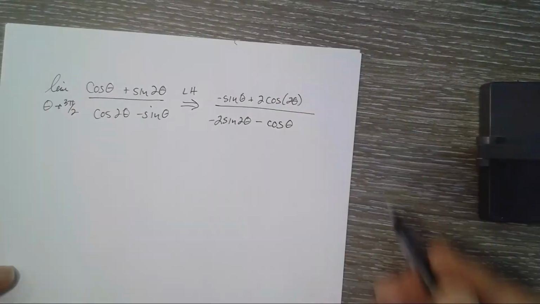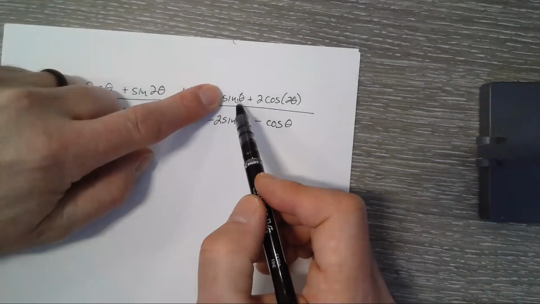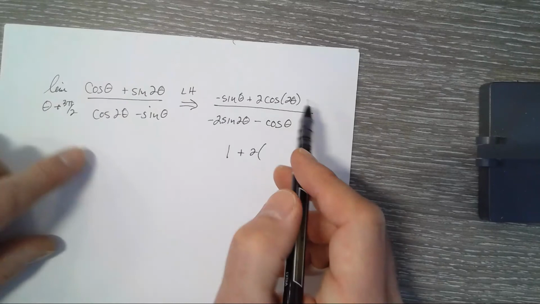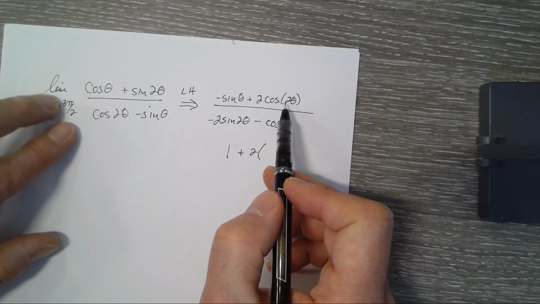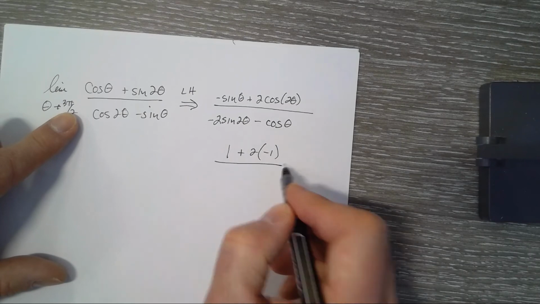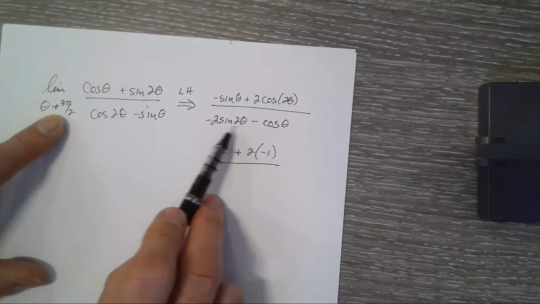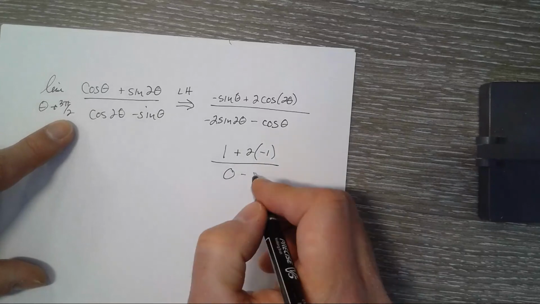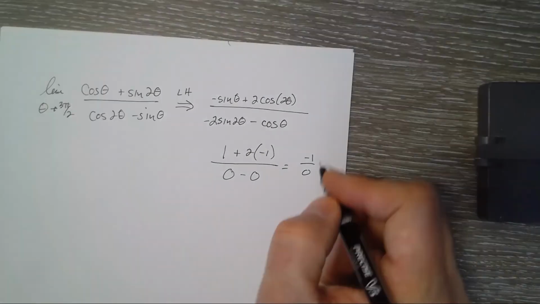Hopefully that's enough to figure out what the slope is at that point. Plugging in 3 pi over 2, so sine of 3 pi over 2 is negative 1, opposite of negative 1 is 1, plus 2 times the cosine of 2 times 3 pi over 2, which means cosine of 3 pi, which is negative 1. Let's see, sine of 3 pi is 0, minus cosine of 3 pi over 2 is 0. So I get negative 1 over 0, which is a vertical tangent.